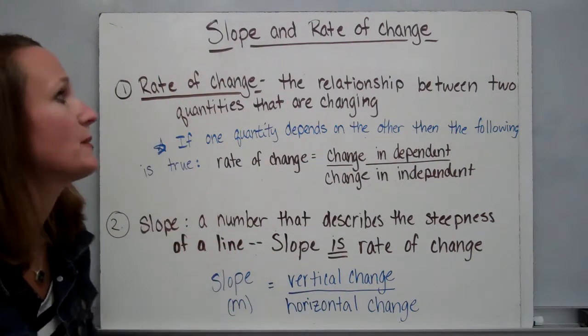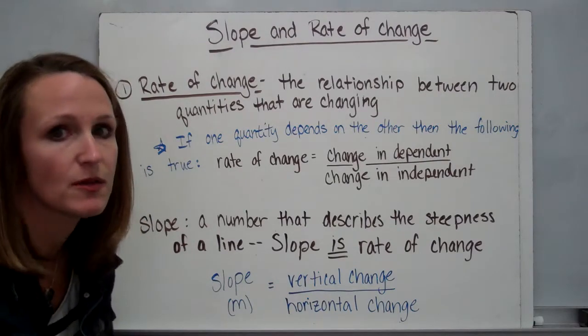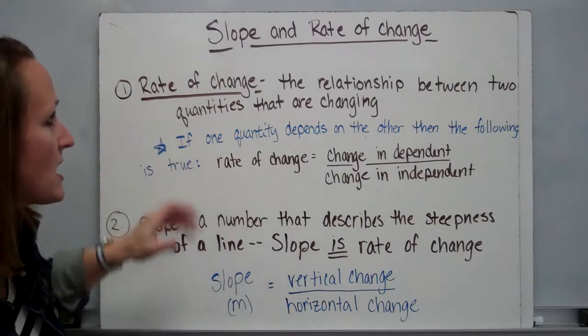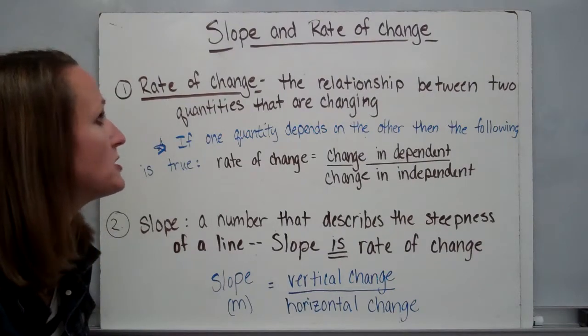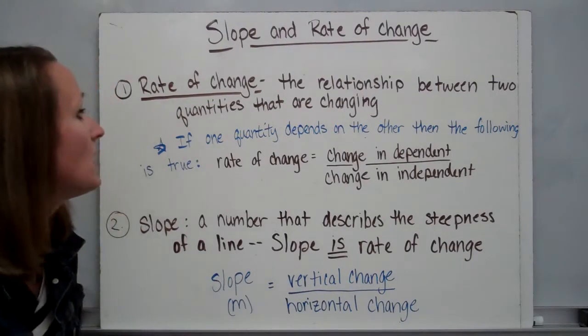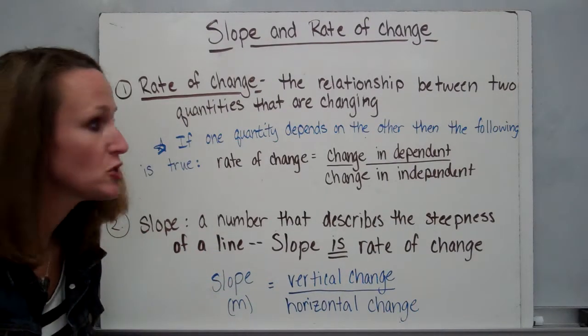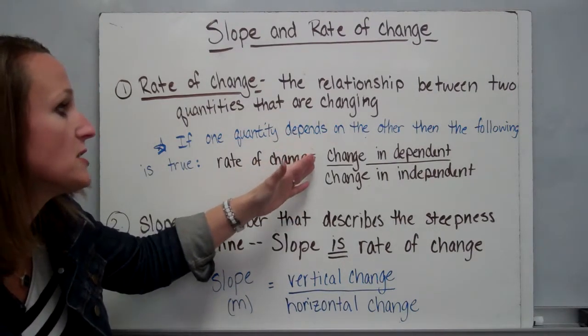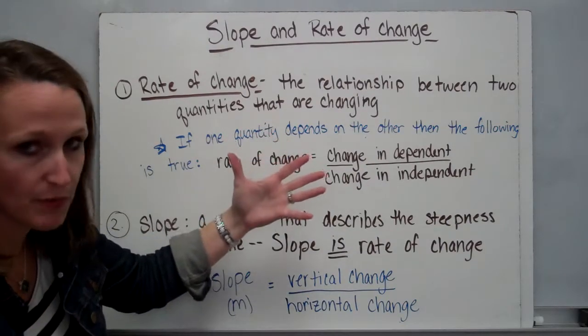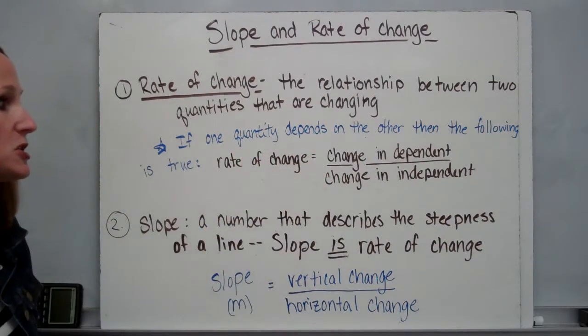So in this video, we're going to talk about slope and rate of change. So let's start out with a couple of definitions. The rate of change is just talking about the relationship between two quantities that are changing. So if we said that one quantity depends on the other, then the following is true. The rate of change means the change in the dependent party over the change in the independent.